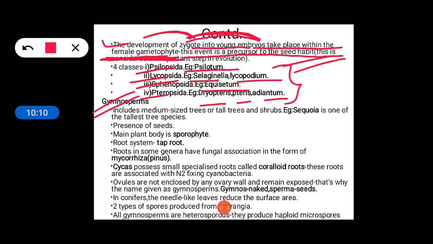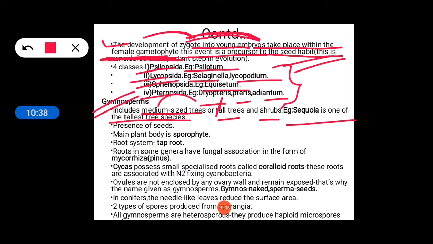It includes medium-sized trees, tall trees and shrubs. So gymnosperms may include medium-sized trees, tall trees or shrubs. One important example is Sequoia. It is one of the tallest tree species, and this tree belongs to gymnosperms.